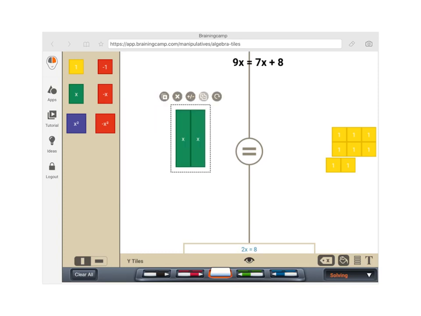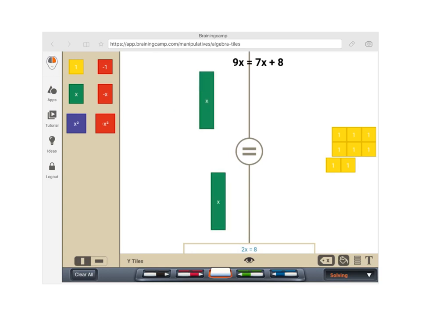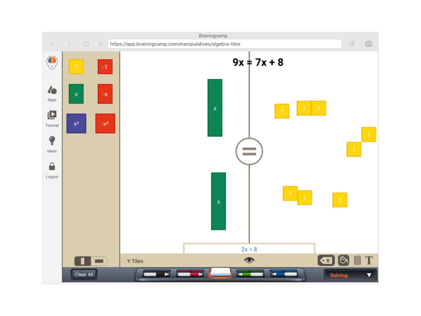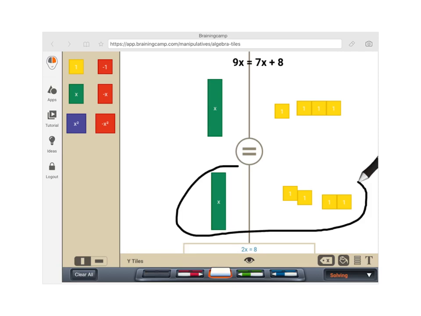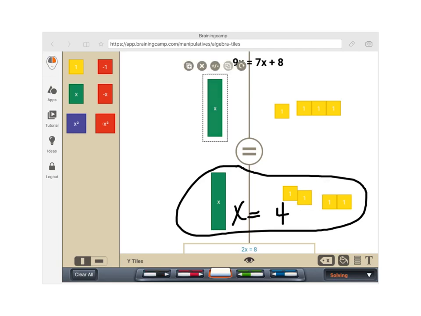Okay, now, once we've done that, we have x's only on one side of the equation, which is what we wanted, and we can now divide this into two groups. Two groups on this side, that means we're going to divide these into two groups. So when we do that, we end up with exactly what we want, which is 1x equals 4. We don't have to keep these if we don't want to. We can get rid of them and see our solution x equals 4.